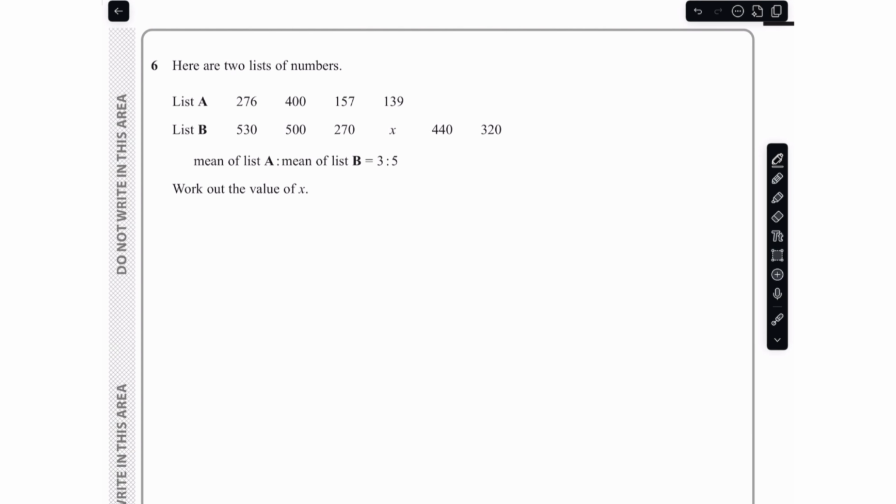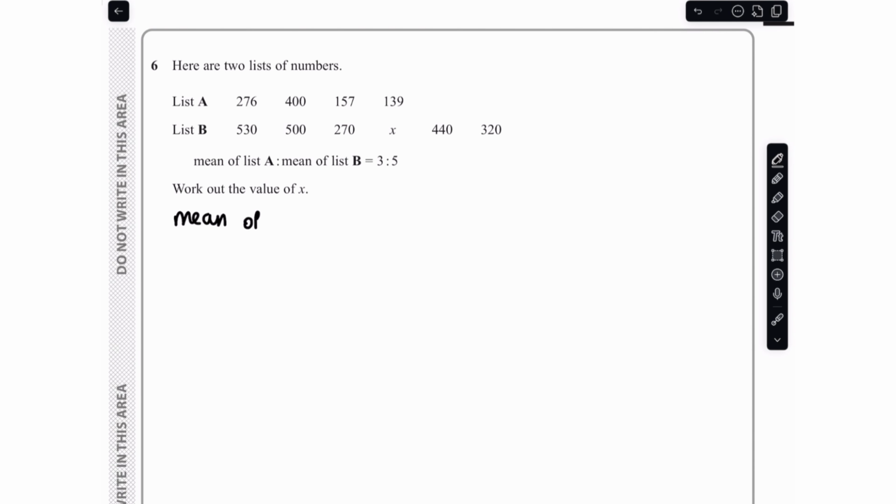In question 6, we are given 2 lists of numbers. The ratio of the mean of list A to the mean of list B is 3 to 5. Work out the value of x. So to obtain the mean of any list of numbers, we need to add up all the values of that list and divide that by the total number of values.